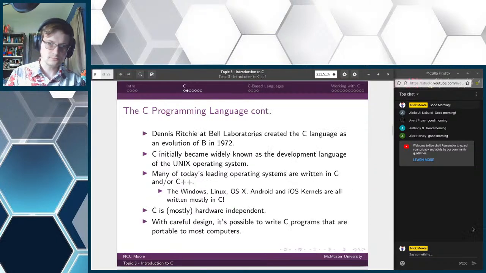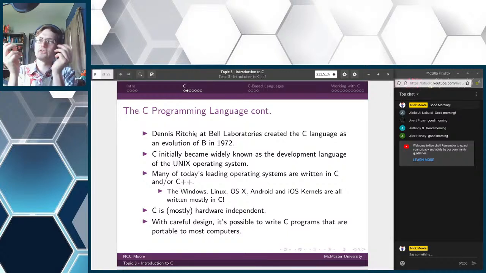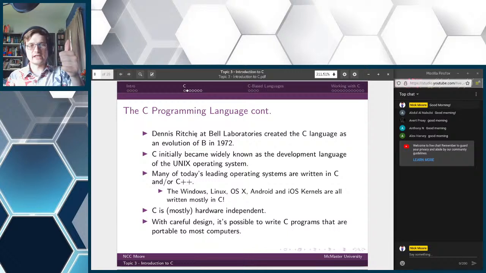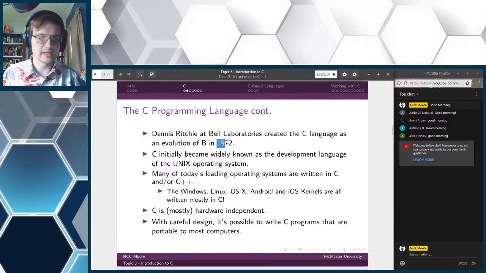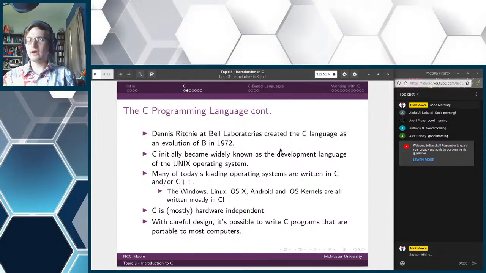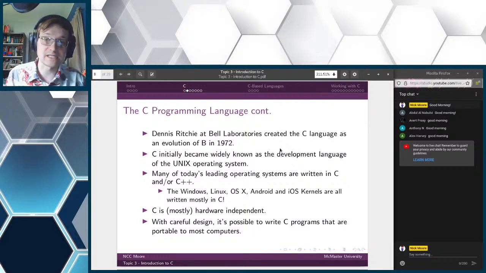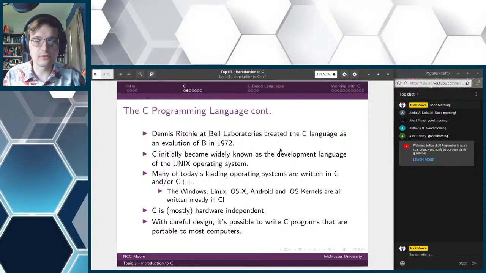Dennis Ritchie is, if there are two grandfathers of computing that are the icons in this course, it would be Dennis Ritchie and Linus Torvalds. Dennis Ritchie at Bell Labs created the C language as an evolution of B in 1972. C was initially the development language of the Unix operating system. How it worked: Dennis originally wrote Unix in assembly code. He wrote the first versions of the C compiler also in assembly code. Once he had something that could compile C, he basically rewrote the rest of the Unix operating system in C because it was so much better than assembly code.